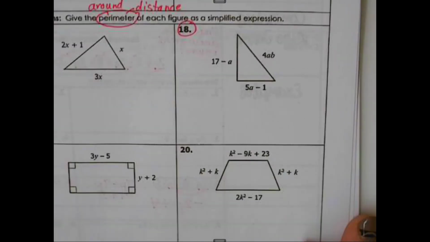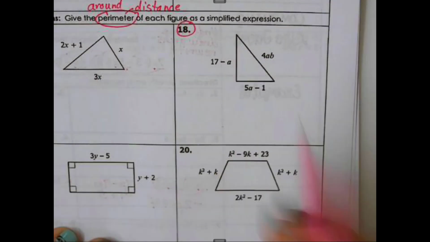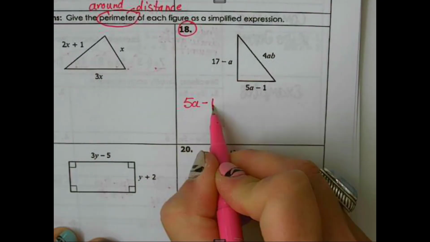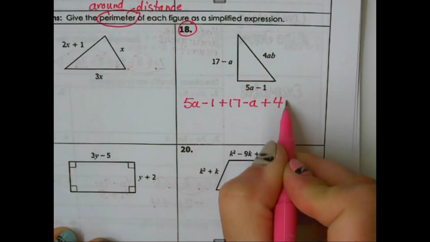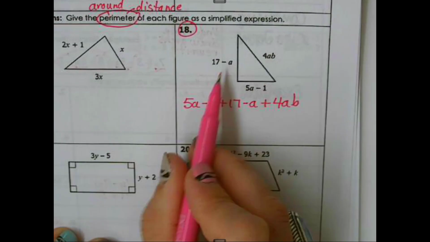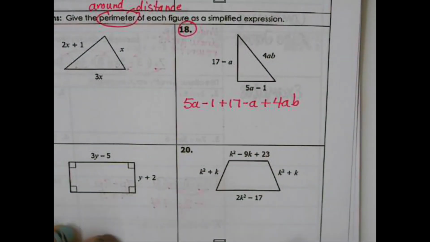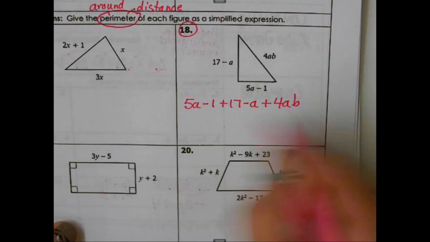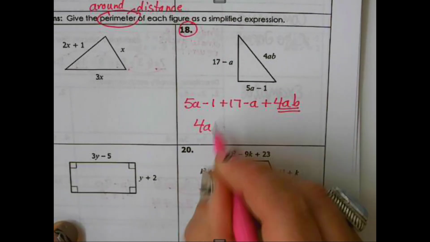It is a triangle. It has 3 sides. We are going to add the 3 sides. Now I'm just going to write it in one long expression here. And notice I'm adding all the sides, but I made sure I had a negative on the a, I had a negative on the 1. Now again, before I even solve this, I can see I have 3 different terms here. I've got this 4ab that doesn't go with anything else. Just double line that one.